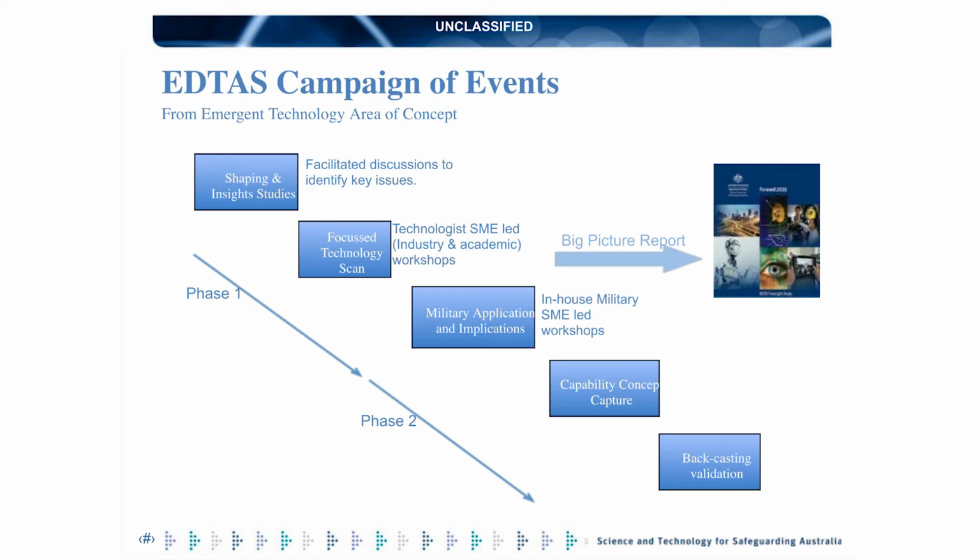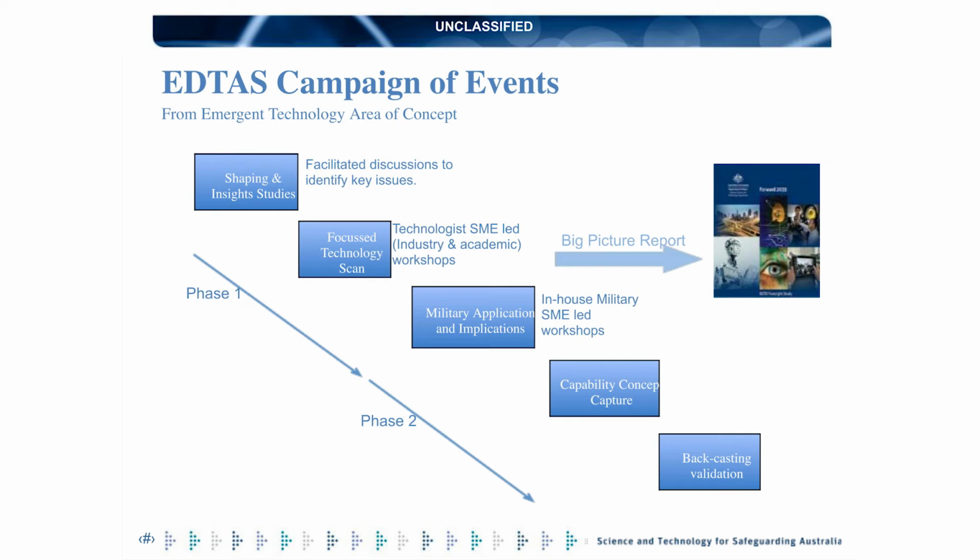So we start with shaping and insight studies, really looking at a field. What does it mean? Who's who in the zoo? Who's publishing? Who's producing products, patenting? What have you? What are the key issues and themes to take forward? And we use that to shape our thinking of how we design the event, but also to get participants into that creative mode of thinking before they get to the actual event.